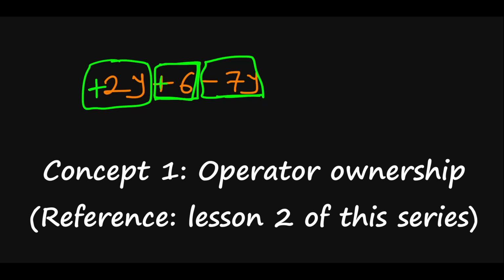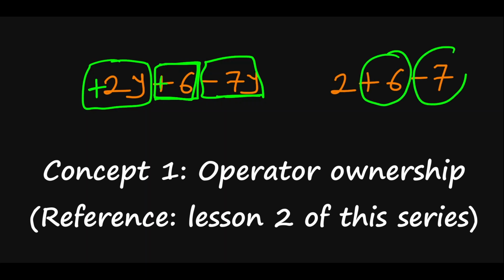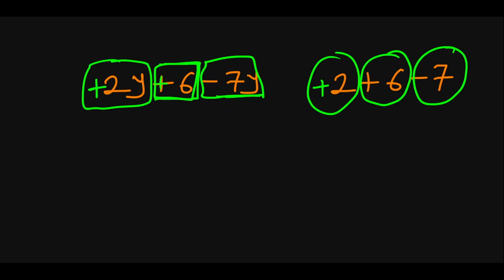You need to know and remember this if you are going to succeed in anything you are doing in mathematics, not just the order of operations. This is also true even if it wasn't algebra. If we remove the letters, it is still the same thing. This is plus 6, minus 7, and plus 2. Never forget operator ownership.